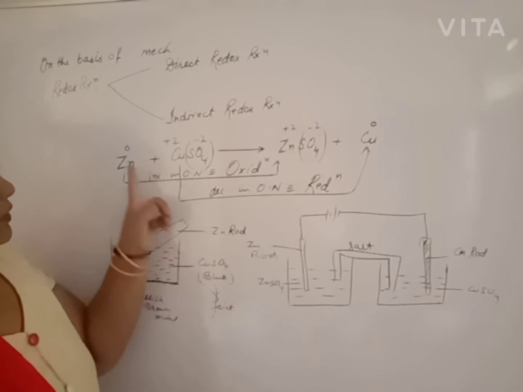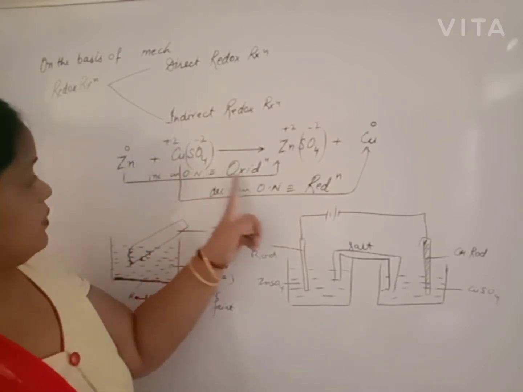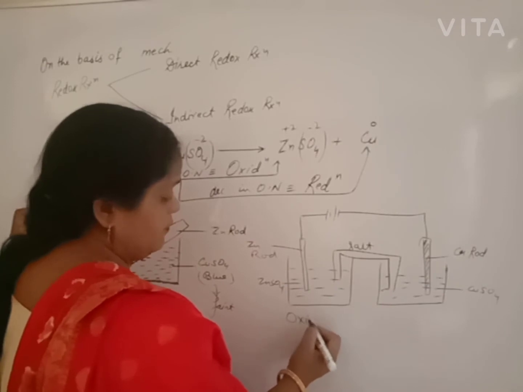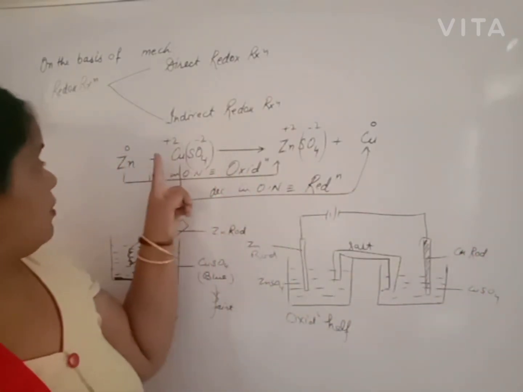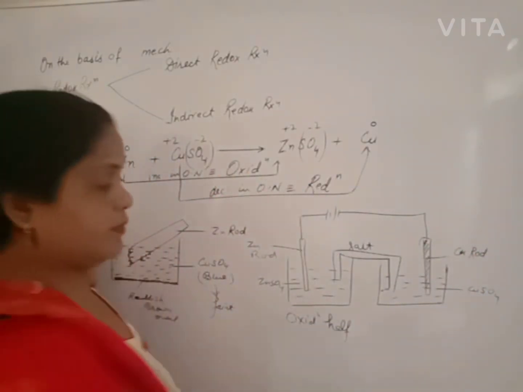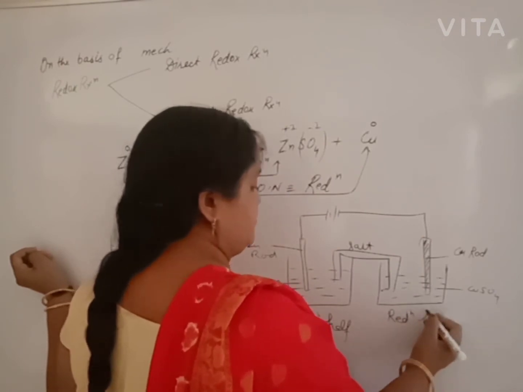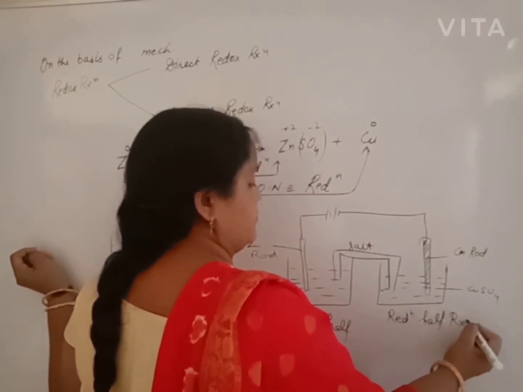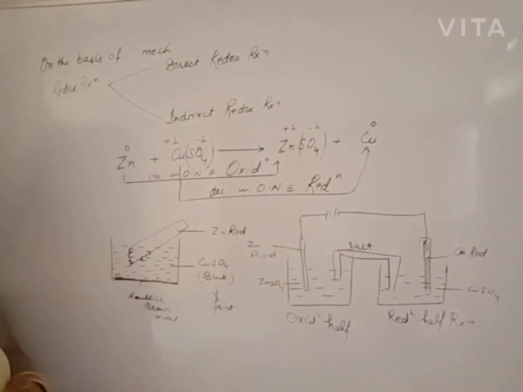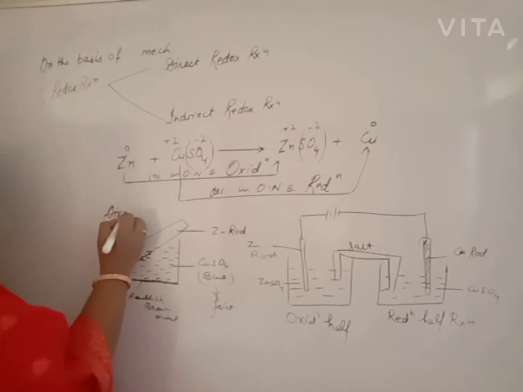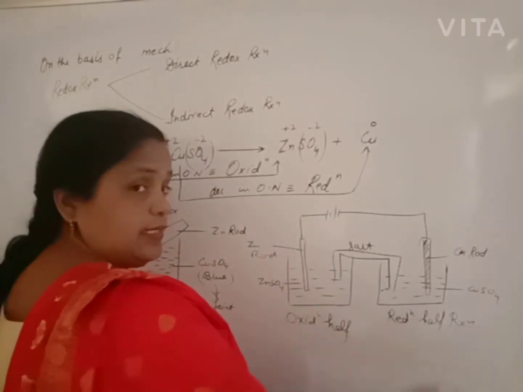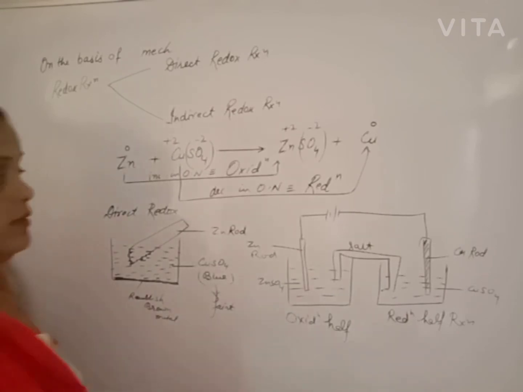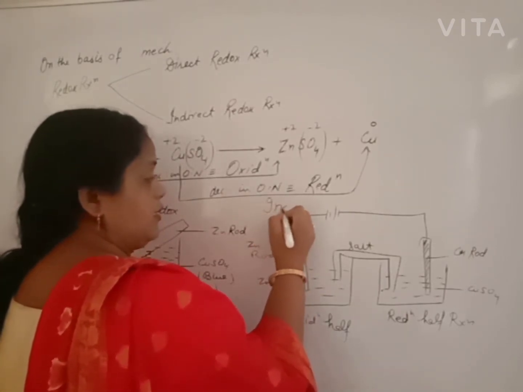Zinc in one vessel shows oxidation. That means it is oxidation half reaction. And the copper in the other beaker shows reduction. That is reduction half reaction. That means if redox reaction takes place in one beaker, it is known as direct redox reaction. If oxidation and reduction take place in separate beakers, that is known as indirect redox reaction.